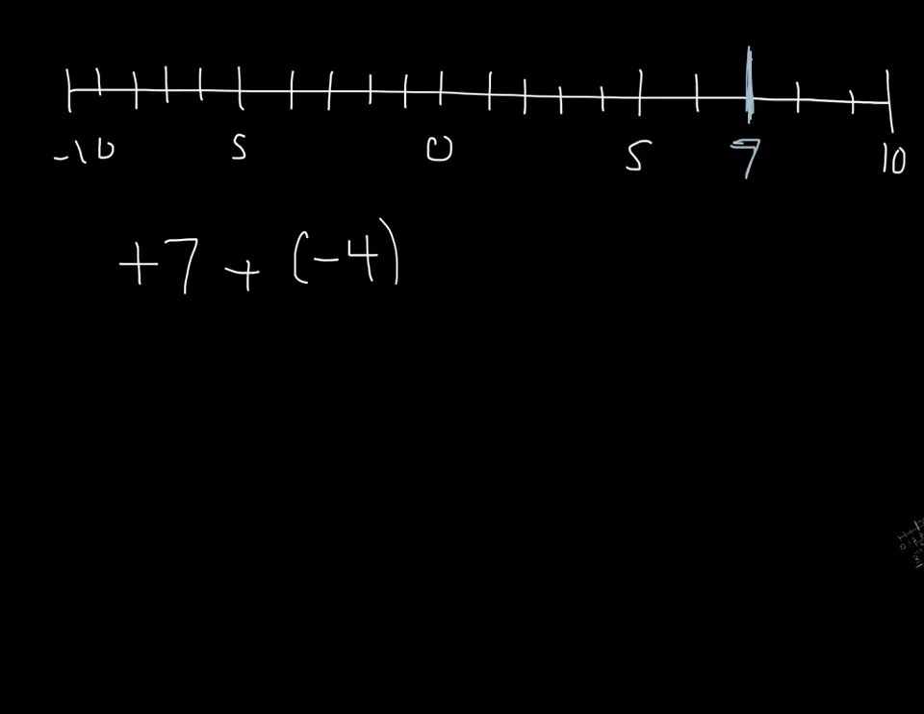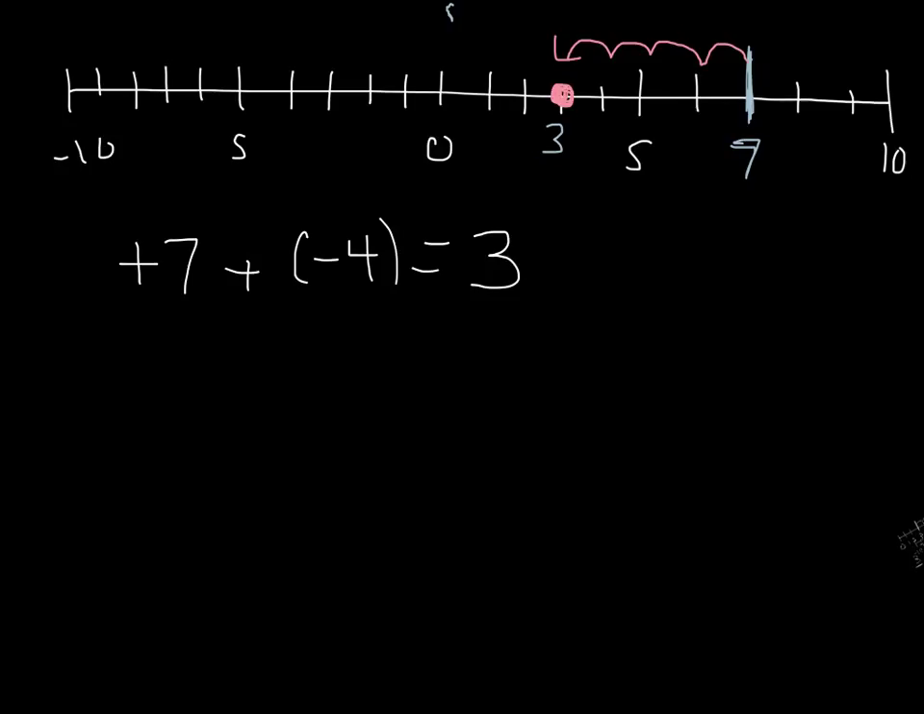So we start at 7 and we go 1, 2, 3, 4 to the left. When you add a negative, you always move to the left. And when I count that, I actually find that that spot is positive 3. And so we are going to say that 7 plus negative 4 is 3.